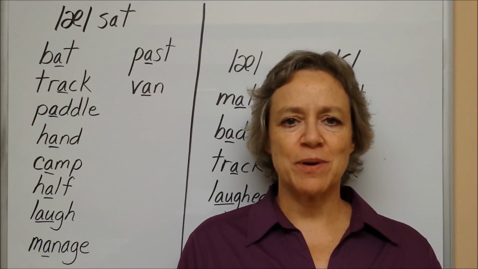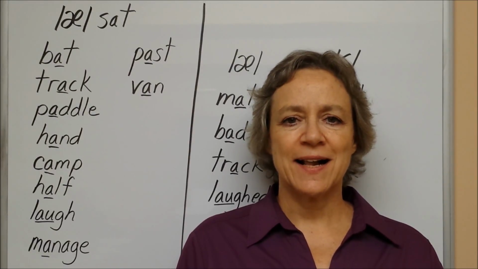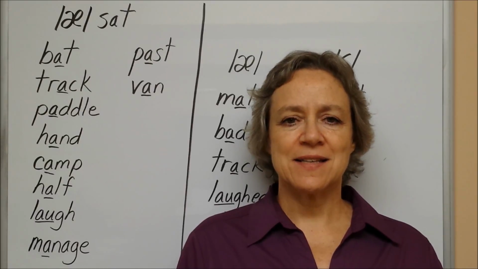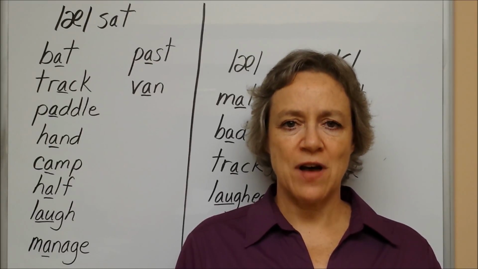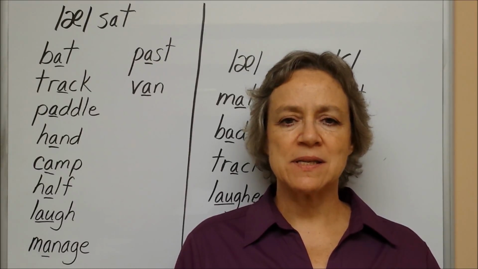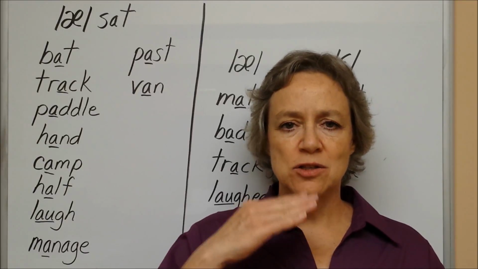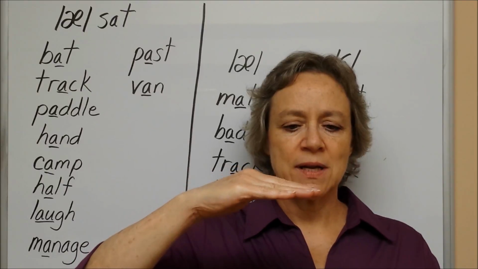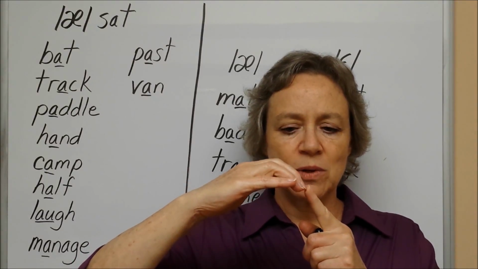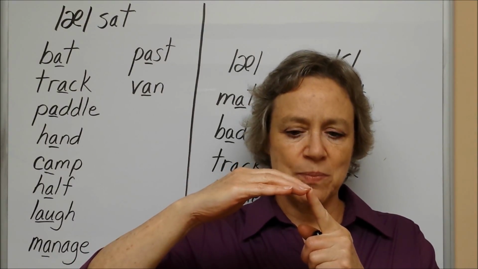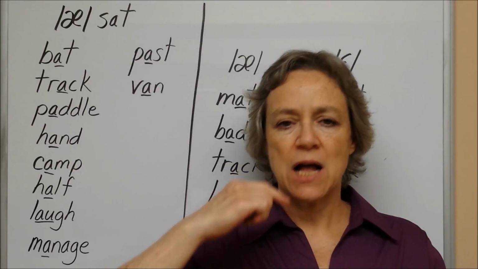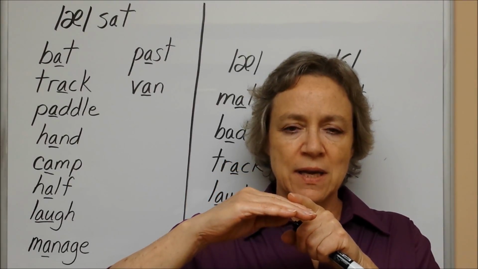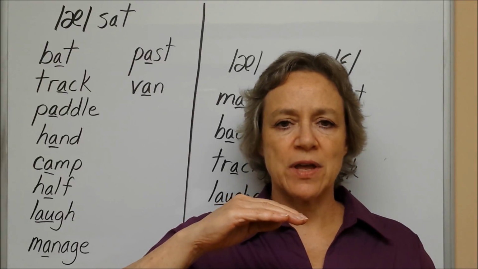Today I'm going to talk about the vowel sound a. A is a low front vowel. That means that the front of the tongue is low in the mouth. If we pretend that this is my tongue, the tip of the tongue will curve down a bit behind my lower front teeth. And the front of my tongue is going to be low in my mouth.